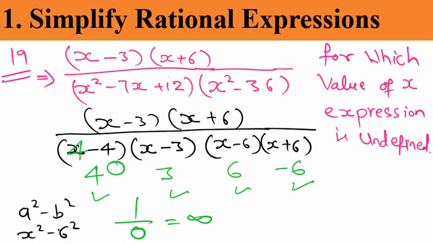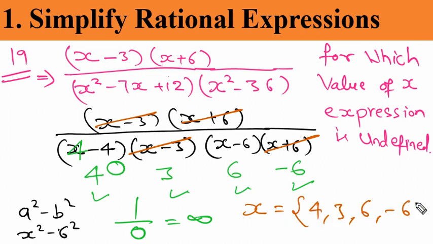Now don't make this mistake, where you cancel them first and then you find the values. No, if you do that, you will get the wrong answer. So what you have to do is factor the denominator, and that's it. Factor the denominator, see what the values of x are, and those are the values for which the expression will be undefined. So the x values are 4, 3, 6, -6. These are the four values for which the expression will be undefined.